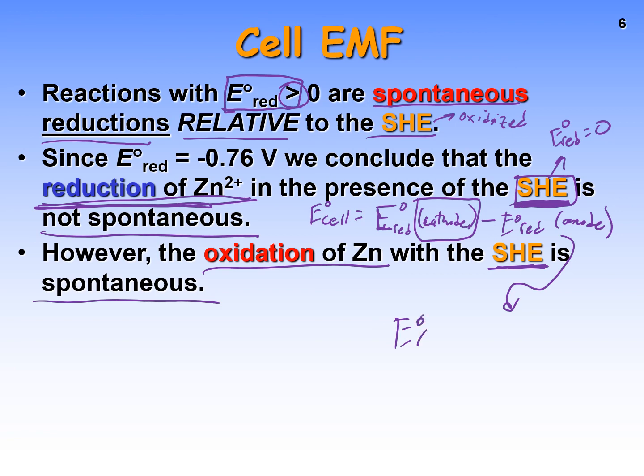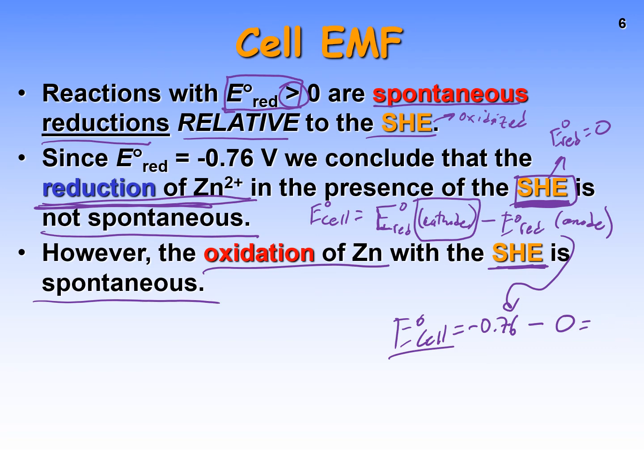E naught cell is equal to negative 0.76 minus 0, which gives me a negative 0.76 volts here. Negative E naught cell, non-spontaneous.